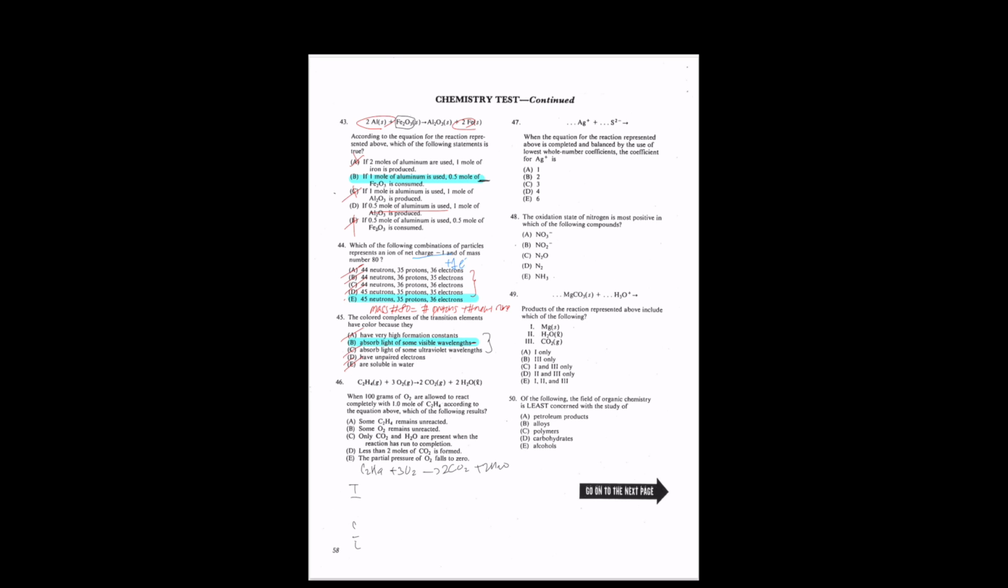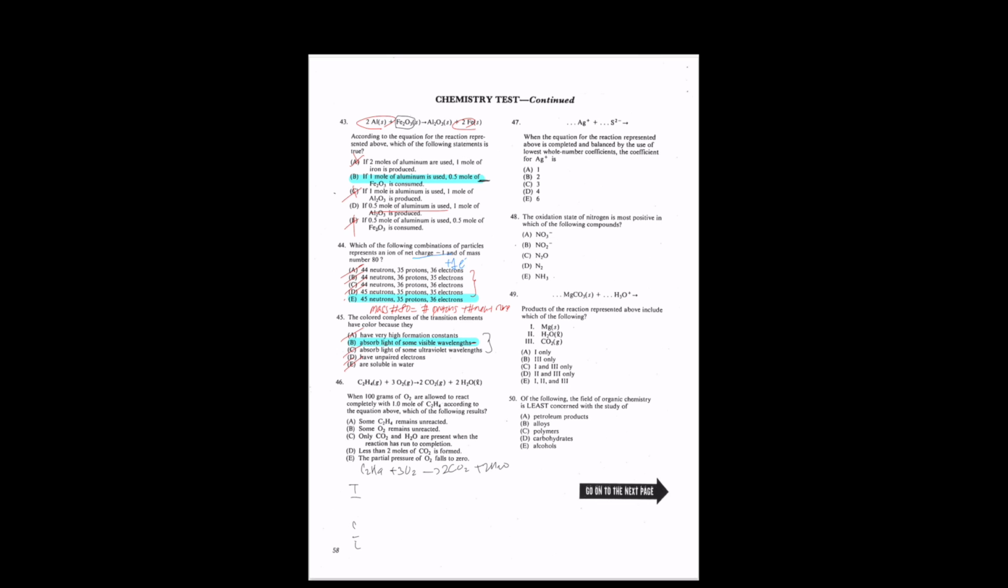Okay, so we form the ICE table. We say that 100 grams of O2 is basically, you just need to do 100 over 16. So let's do that. Actually, it's O2, so you need to do 32 because the molar mass of O2 is 32. So let's do 100 over 32, and we know that it's 3.125 moles.